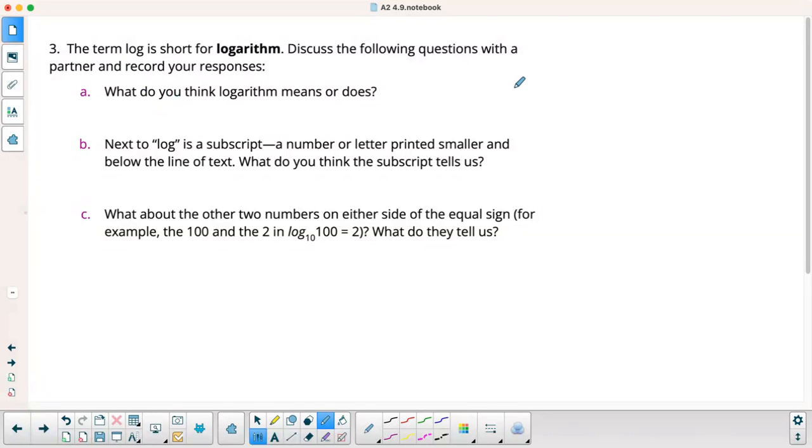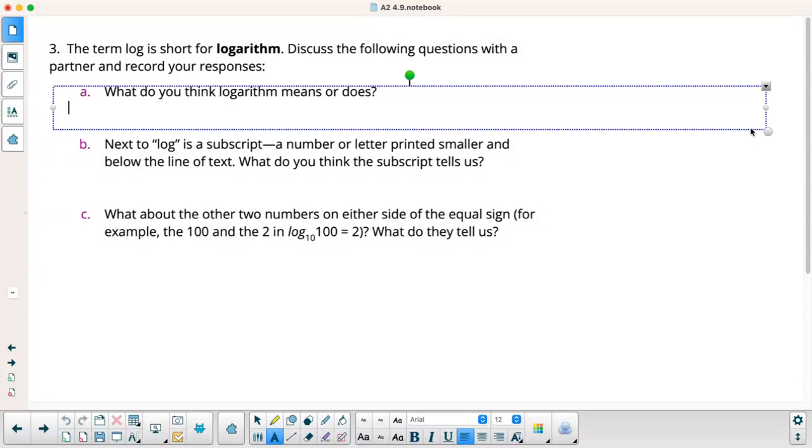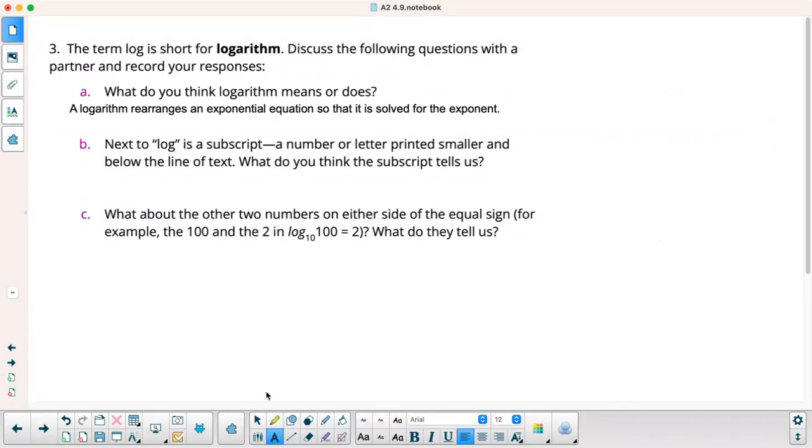The term log is short for logarithm. Discuss the following questions with a partner and record your responses. What do you think logarithm means or does? So a logarithm rearranges an exponential equation so that it is solved for the exponent.